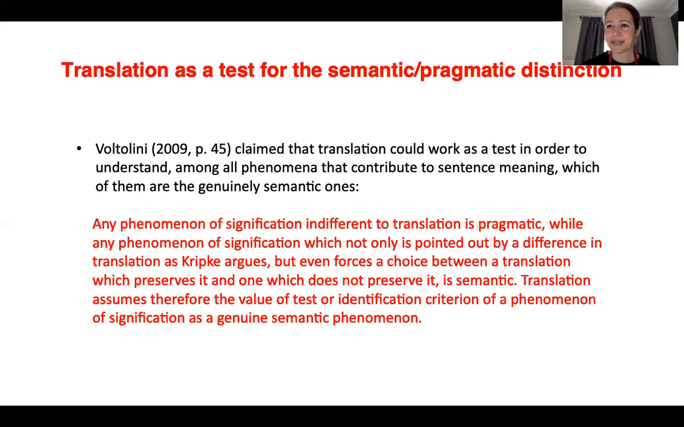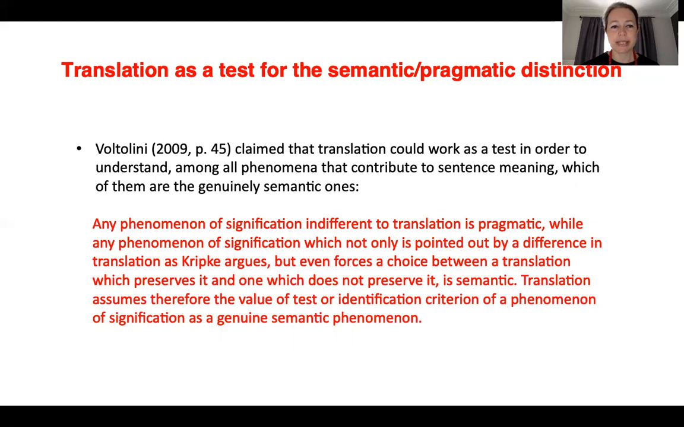So let's go to the second test, the translation test for the semantic-pragmatic distinction. Bontolini in 2009 tried to extend Kripke's test, claiming that translation could work as a test in order to understand, among all phenomena that contribute to sentence meaning, which of them are genuinely semantic ones.